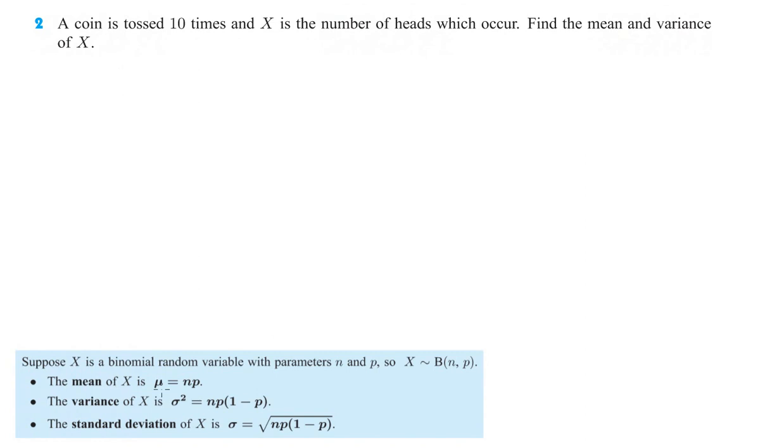Okay, so mean is this here, which is mu, equals the number of trials, which is 10, times the probability of success. So heads, the probability of getting heads is 0.5. So 10 times 0.5 is going to equal 5. So the mean for number 2 is going to be 5.